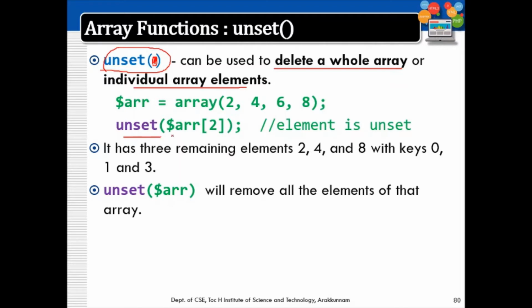So unset $array2, this will delete the element with index 2. So 0, 1 and 2. This will delete the element 6, and the remaining elements will be 2, 4 and 8 with keys 0, 1 and 3. The key 2 as well as the element there will be unset, or removed. If you directly give unset $array, the entire elements of the array will be removed. So that is the function of the unset construct.